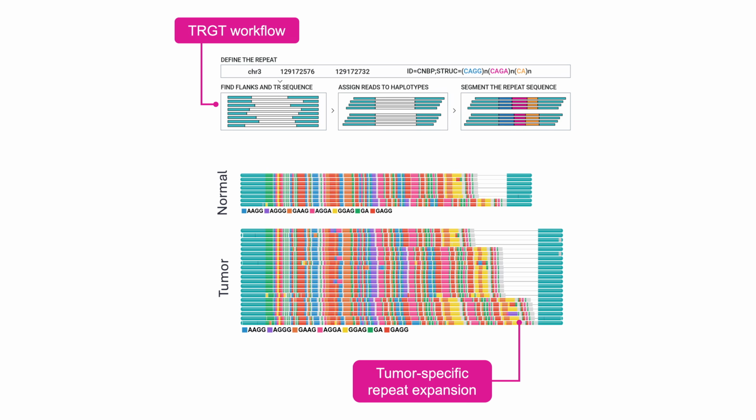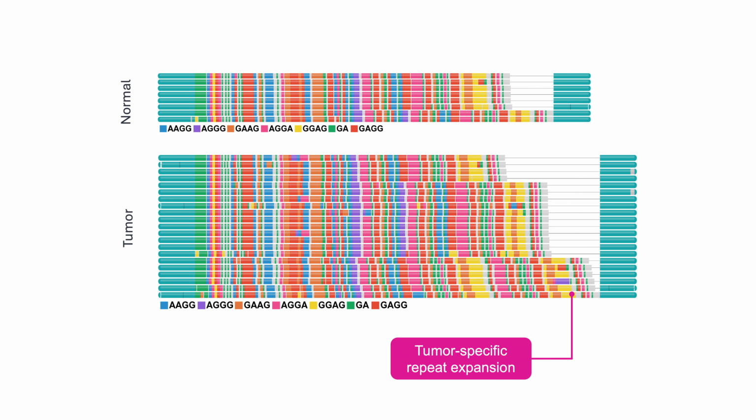And PacBio's TRGT, the tandem repeat genotyping tool, then genotypes each expansion with single base resolution, separating the maternal and paternal copies so that you can see the length, sequence composition, and even the methylation status of each allele. Just look at the difference. In normal tissue, both copies are short and stable. But in the tumor, one allele has undergone a massive expansion. There are hundreds of extra copies that could otherwise be invisible to short reads.